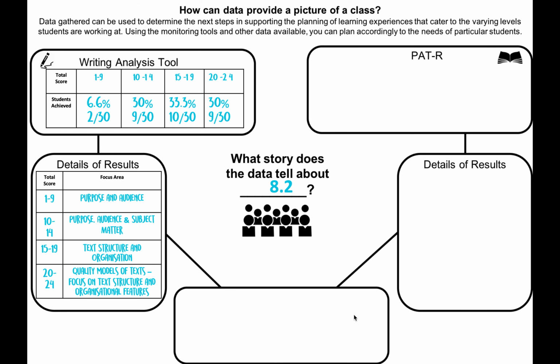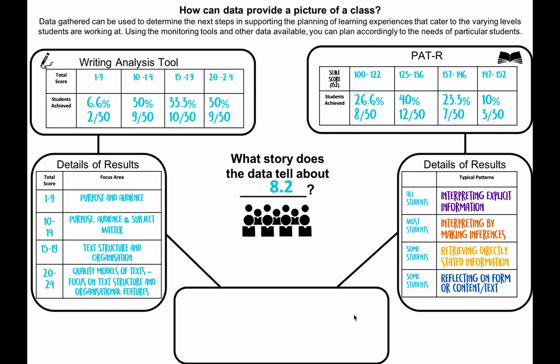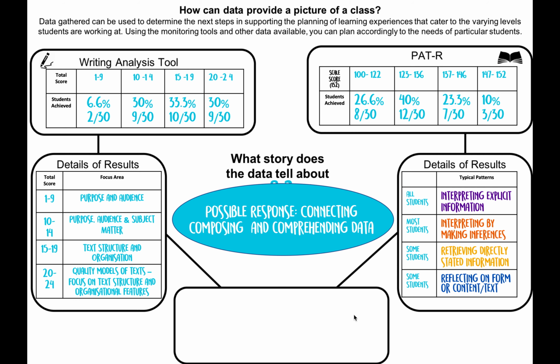So I have my writing data or my composing data, and I have my reading data or my comprehending data. My possible response will actually require me to connect composing and comprehending data because I recognise the need to connect reading and writing and that they mutually reinforce each other.